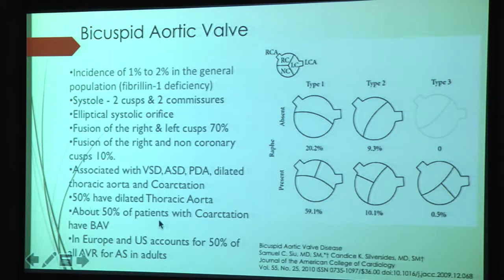50% of them have a dilated thoracic aorta, so check that out. It's quite often connected to other congenital defects like coarctation, VSD, ASD, and PDAs. These also have to be ruled out to make sure this is not a single pathology, but part of a broader problem. It accounts for about 50% of our patients who come in with aortic stenosis for AVR.